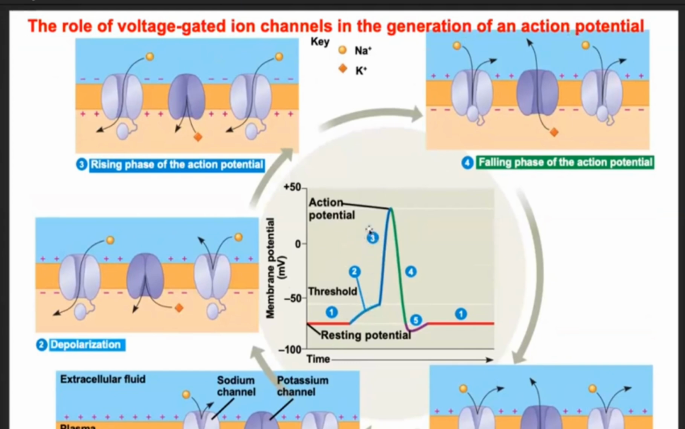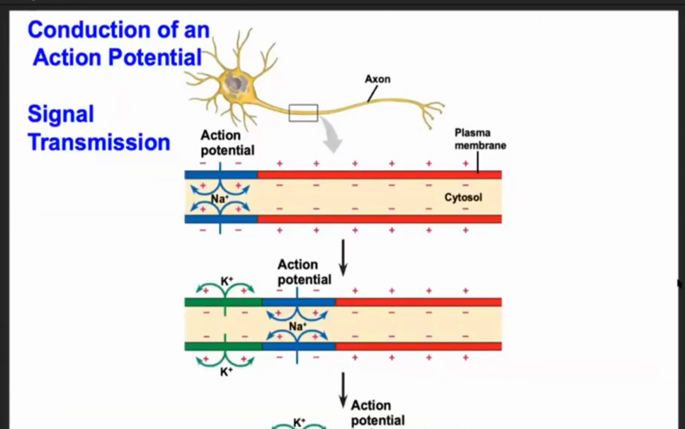Number 3 here is showing you all of the voltage-gated sodium channels opening, all the sodium coming in. And then you can see the falling phase, which is in green here, showing you that the sodium channels are closed, but the potassium channels are open. So it's allowing all the potassium to flow out and so on. So this is not really anything new. So this is fine.